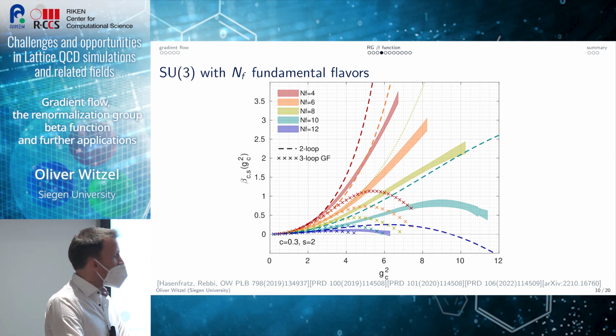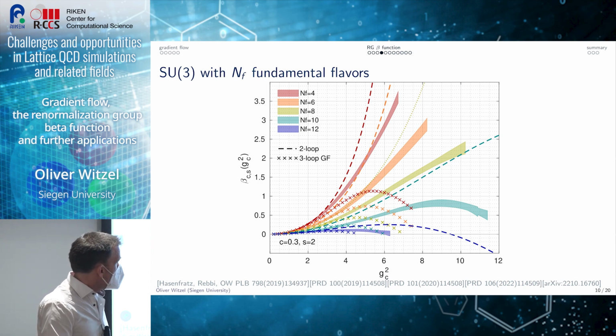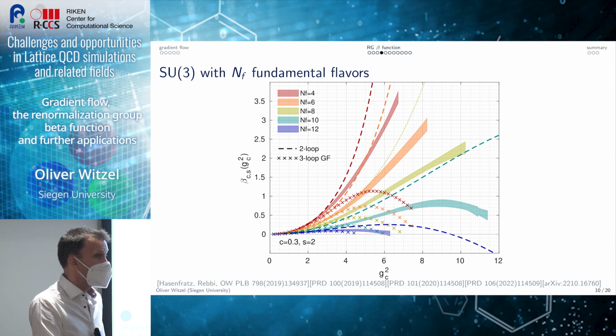The gradient flow result, yes. If I would continue, you see here the universal does not have a fixed point, except for 12 flavors. If you go to 3 and 4 loop, MS bar scheme, there would be a fixed point for NF 8, 10, and 12. 6 flavors, you would not see a fixed point, but it would be even faster running, so they move further away from the non-perturbative results.